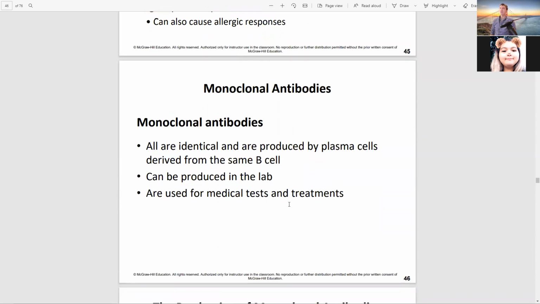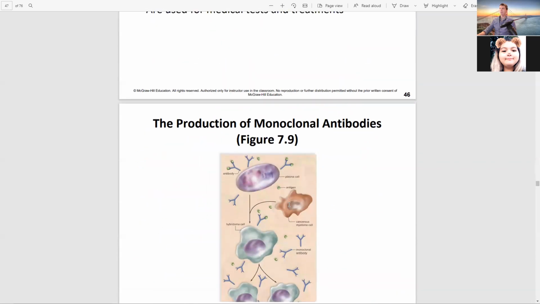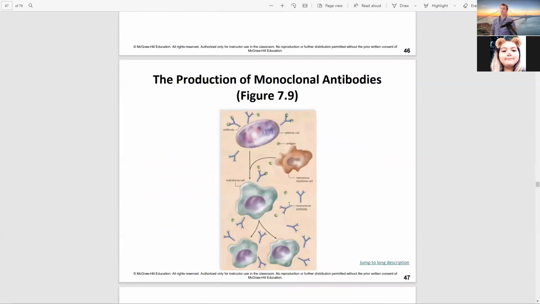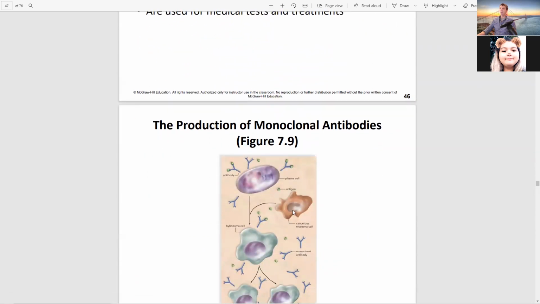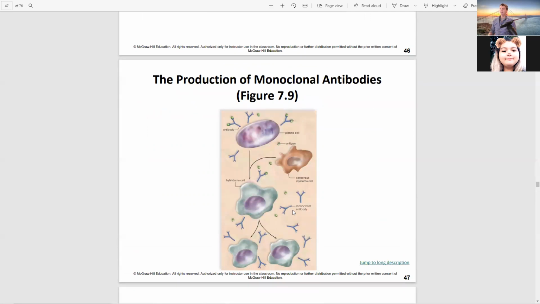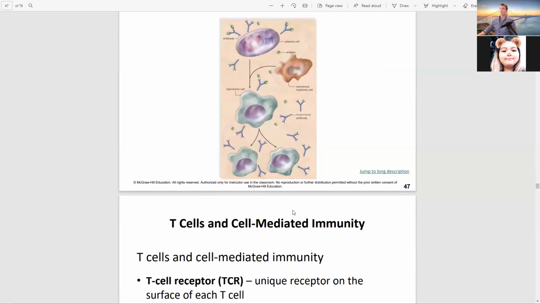Okay, so monoclonal antibodies. Monoclonal antibodies are all identical and are produced by plasma cells derived from the same B cell. And what's really cool is you can produce these in the lab, and these are used for medical tests and treatments. Here's an example. This is basically called a hybridoma cell, because you take a B cell or a T cell and you fuse it with a cancer cell so that it can indefinitely divide. And so it'll basically make an infinite amount of antibody, and then you can pull that antibody out of the solution, and you can use it for experiments or detections and things like that in the lab.